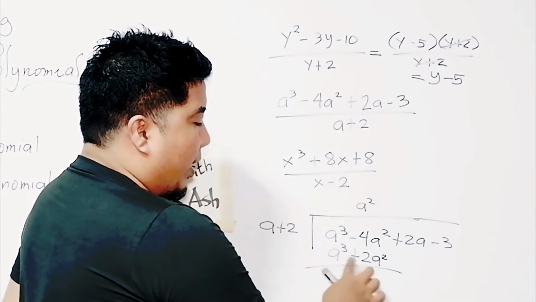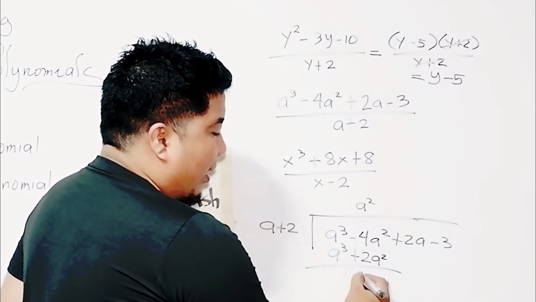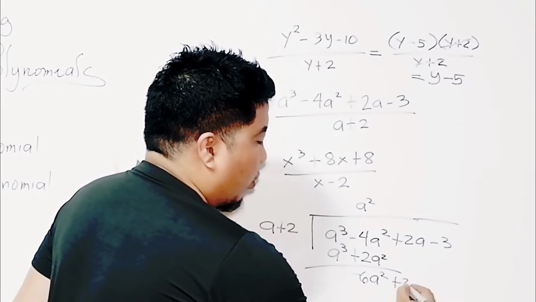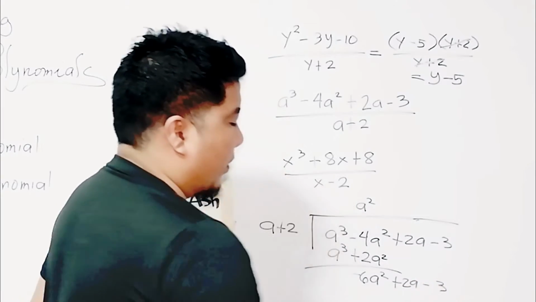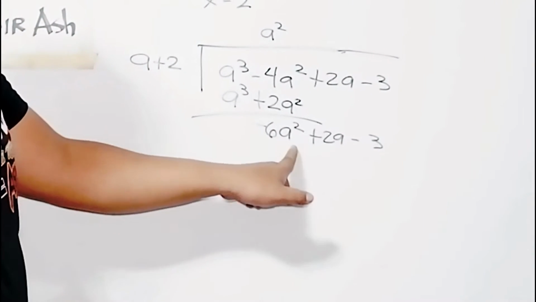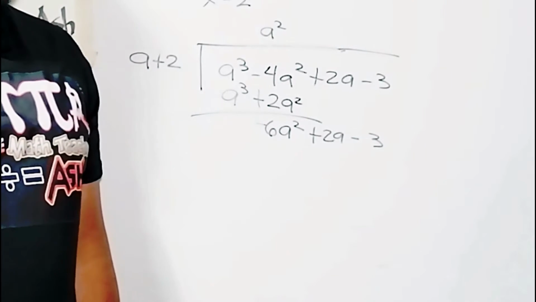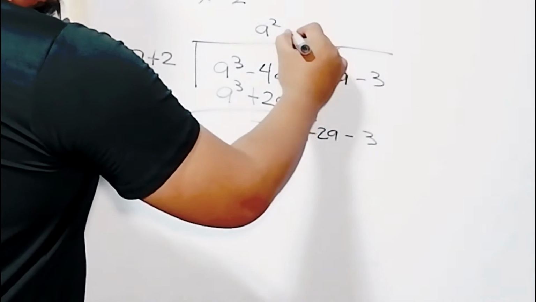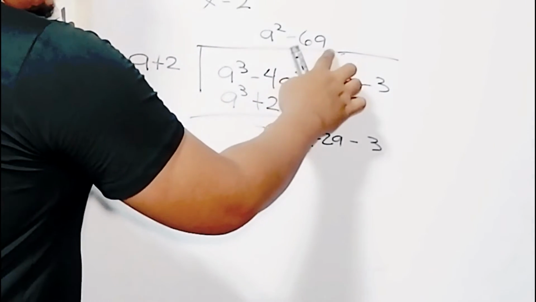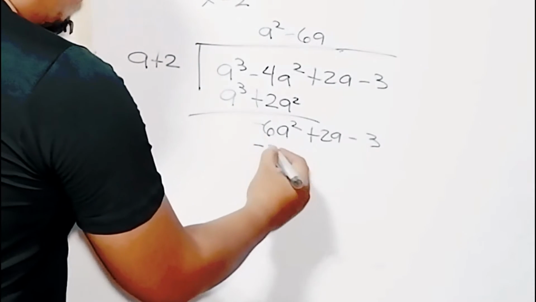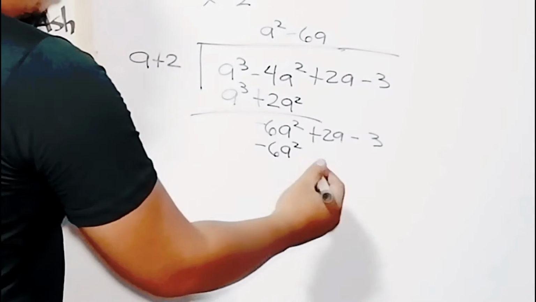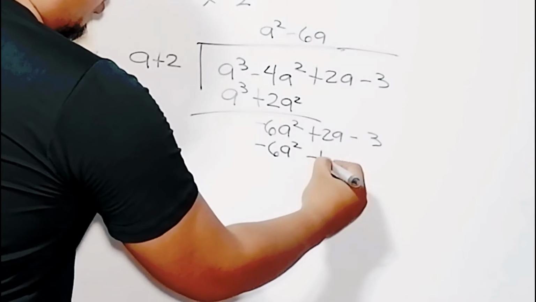So, negative 4 minus positive 2 will give you negative 6a squared. And then you bring down the 2a and the minus 3. Okay. So now I will cover again, leaving me negative 6a squared divided by a. Negative 6a squared divided by a will give me negative 6a. So again, this negative 6a multiplied to a will give me negative 6a squared. And then, negative 6a times positive 2 will give me negative 12a.